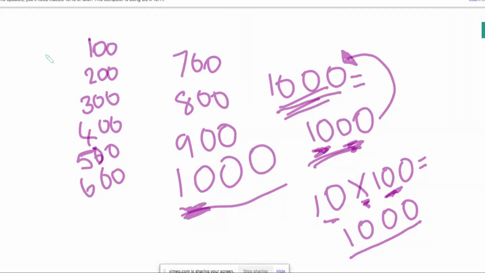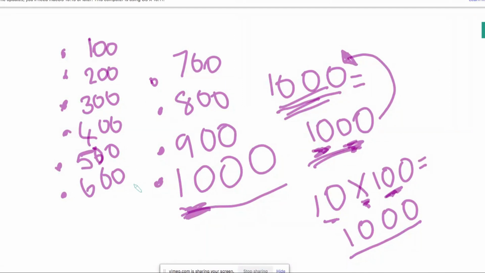But that's how we count in our hundreds. Should we do that one more time before we go? Should we do it nice and quickly? You ready? Here we go. 100, 200, 300, 400, 500, 600, 700, 800, 900, 1000.